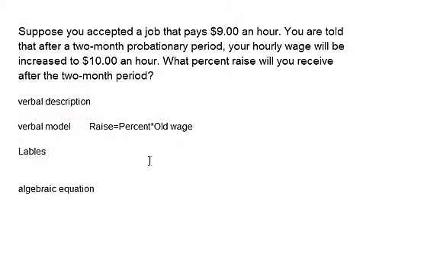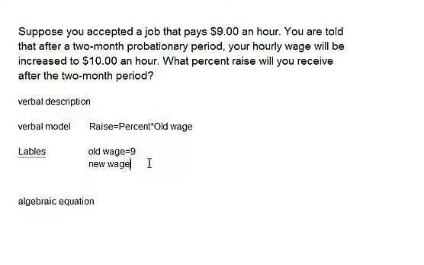Now let's go ahead and label things that we know. Well, we know that the old wage is going to be the $9 an hour. So let's just type that in. I'm going to leave off the dollar sign there. And then the new wage is going to be equal to $10.